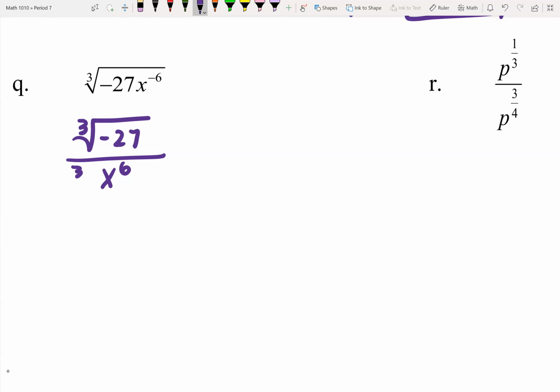Always. Okay? Okay, now I see the negative in front of the 27. So now I'm going to take that negative, get rid of it, and pull it out in front. So now on the top I have a negative. Everybody in the room, tell me what is the cube root of 27? 3. On the bottom, what is the cube root of x to the 6th? X squared. That's your answer. Easy. Done.